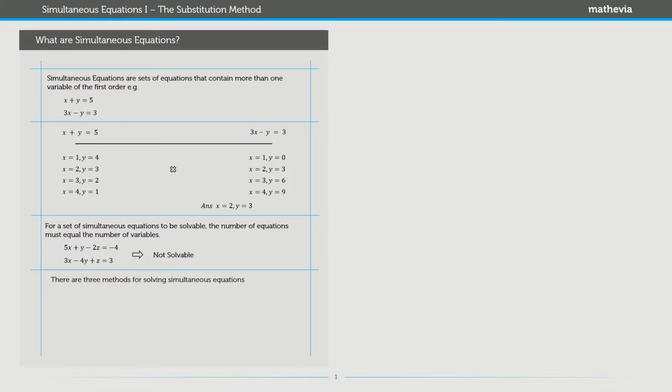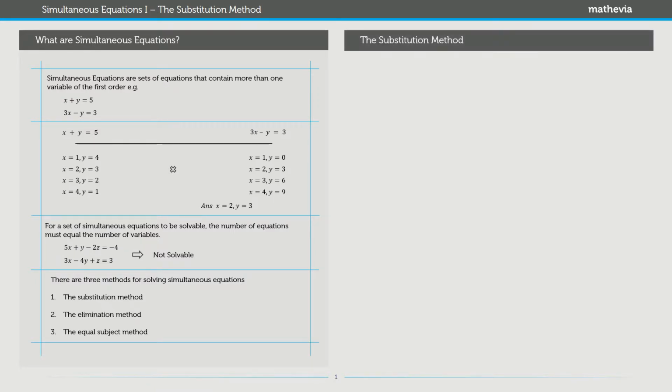Okay, so there are three known methods for solving simultaneous equations: the substitution method, the elimination method, and finally the equal subject method. We're going to discuss the substitution method in this lesson. So, how do we solve simultaneous equations using the substitution method, and what exactly is the substitution method?